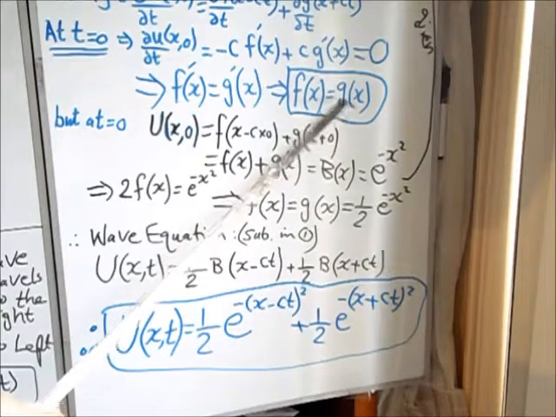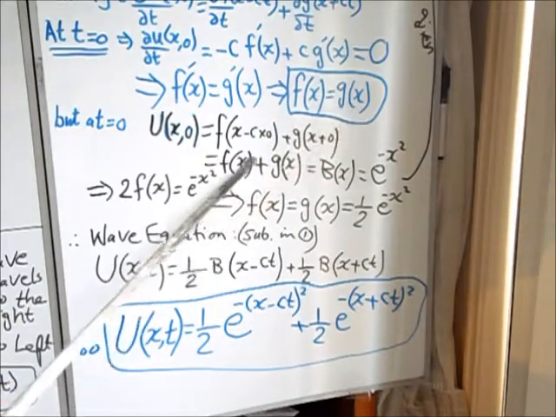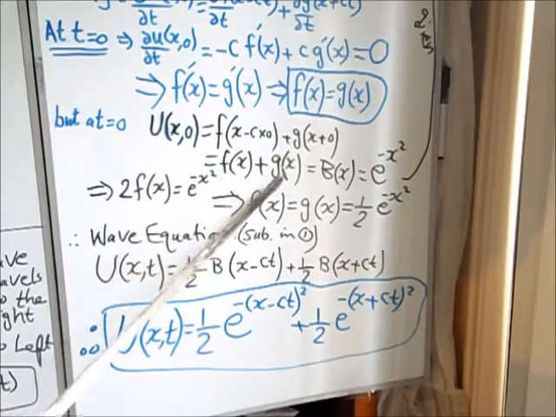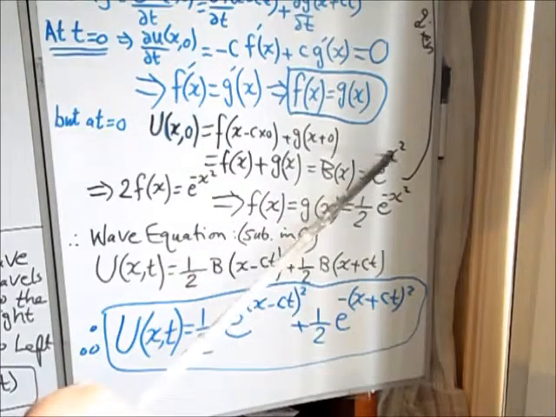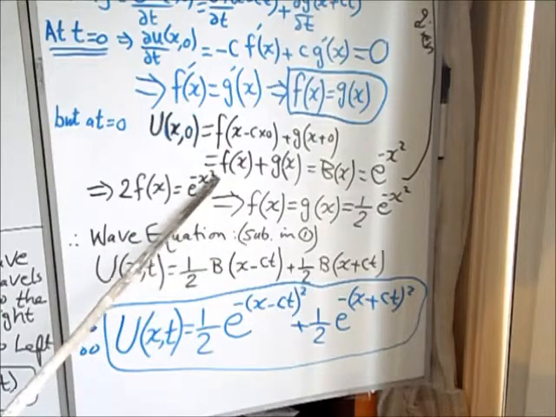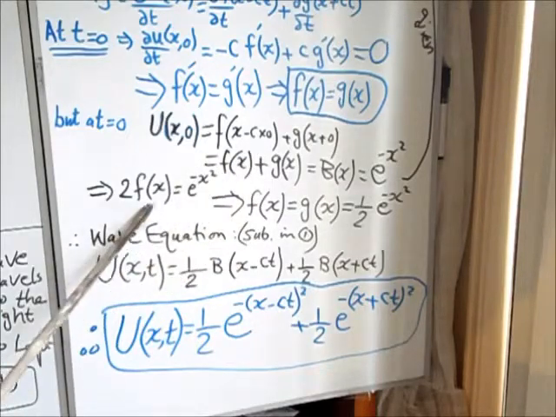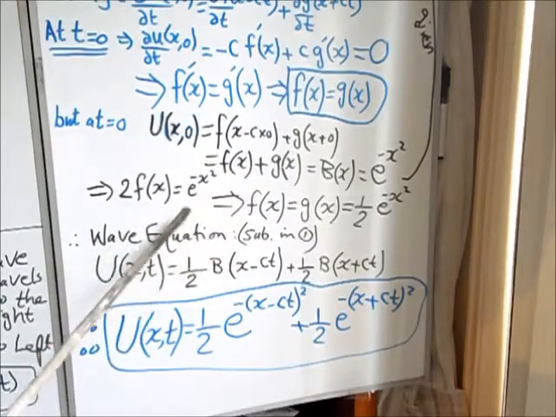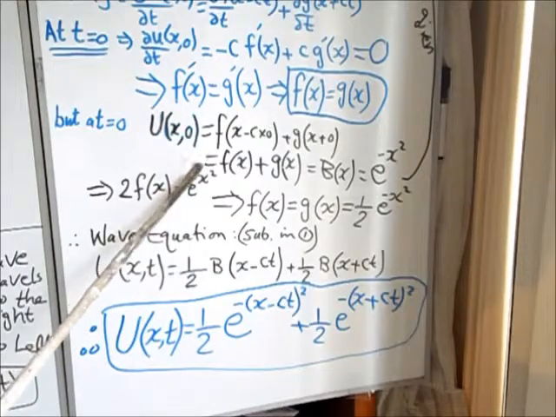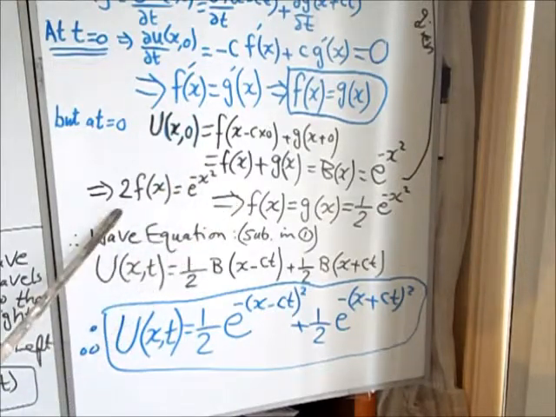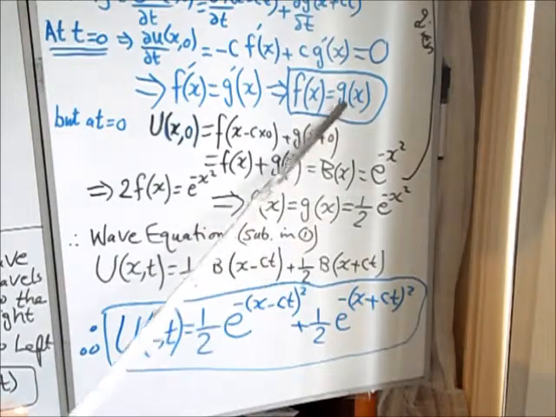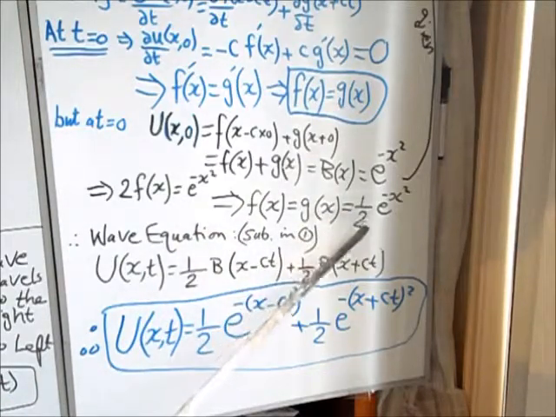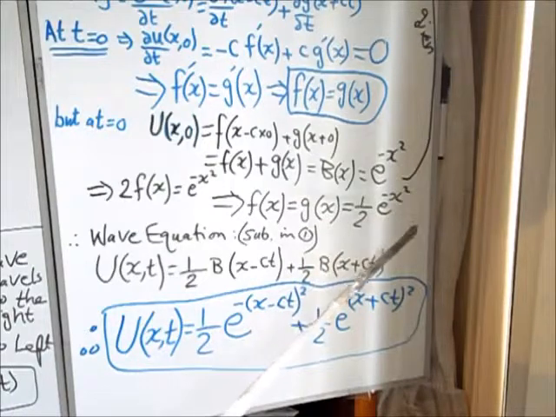But as we saw here, f of x equals g of x. So this means f of x plus f of x, because they are equal, equals e minus x squared. So this means twice. So we got 2 f of x, because we are adding, equals e minus x squared. Divide by 2 on each side. So this means that f of x equals g of x, equals half e minus x squared.